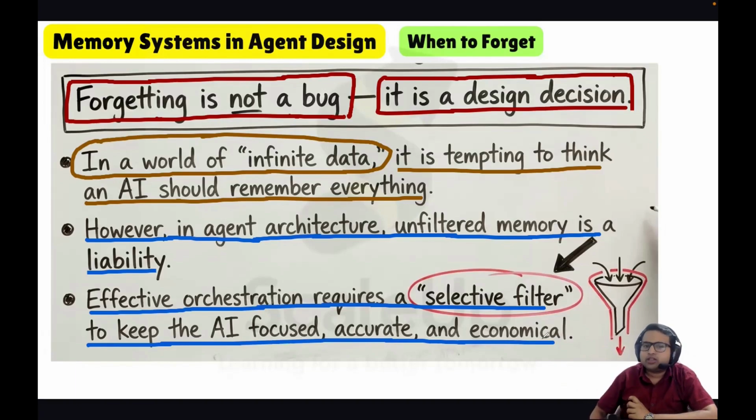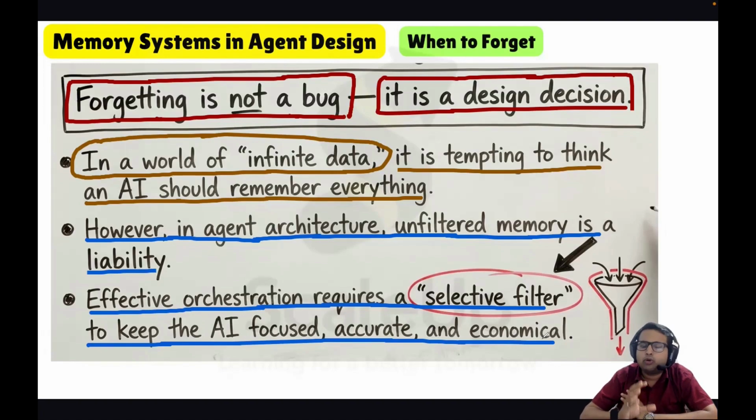So effective orchestration requires a selective filter to keep the AI focused, accurate, and economical, because the context window can hold only a fixed number of tokens, and API pricing is based on the token counts. The accuracy will also depend on the tokens which are present in the context window. So the idea is very clear that in the context window, we cannot store everything.